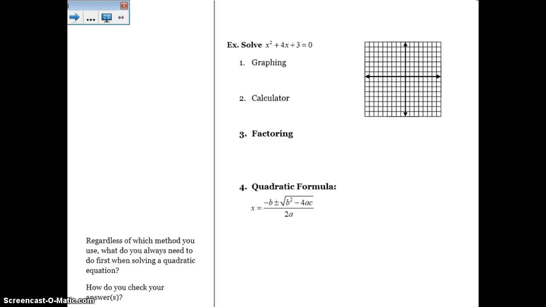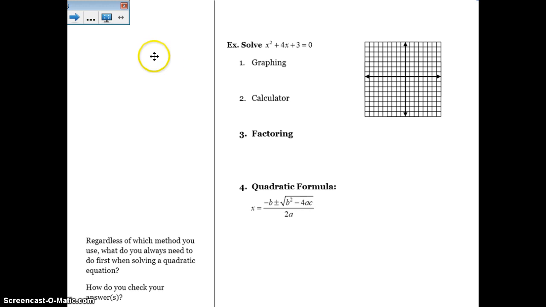Alright, so we're going to start down here with the example today, and we're going to use the same equation, x squared plus 4x plus 3 equals 0, and we're going to solve it using 4 different methods. So remember, when you're solving by graphing, you want to make sure that it's equal to 0, and that's actually important for all 4 of these different methods. You always want to make sure your equation is set equal to 0. If it's not set equal to 0, you're going to have to set it equal to 0. So this one already is, as you can see, and we're going to solve it by graphing.